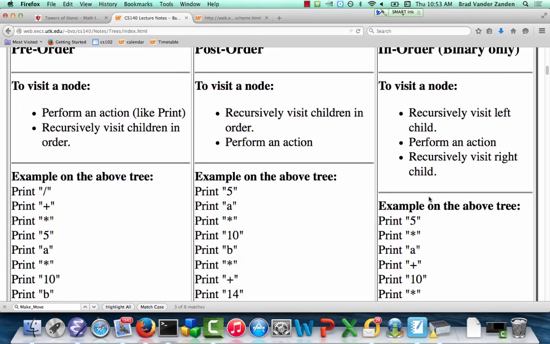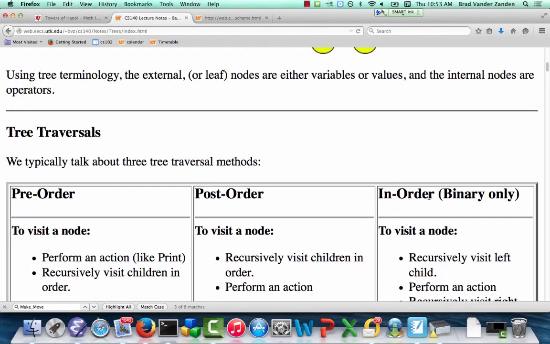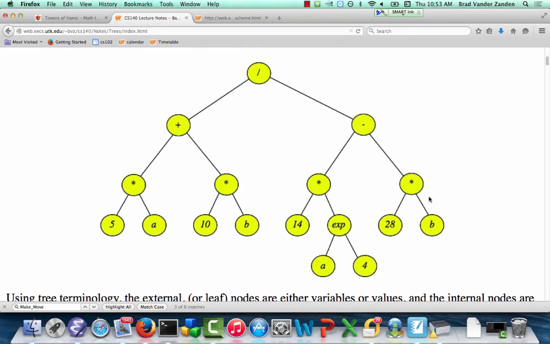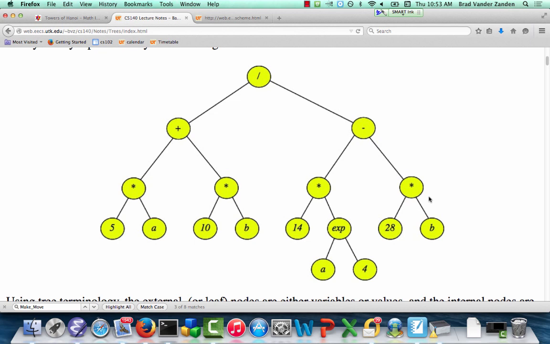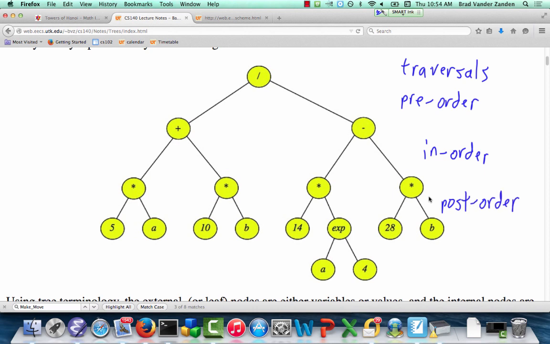Okay, then we can talk about tree traversal. Sometimes you need to traverse a tree. And there are 3 types of tree traversals: there is pre-order, there is in-order, and there is post-order. So pre-order means visit all children first, then yourself.